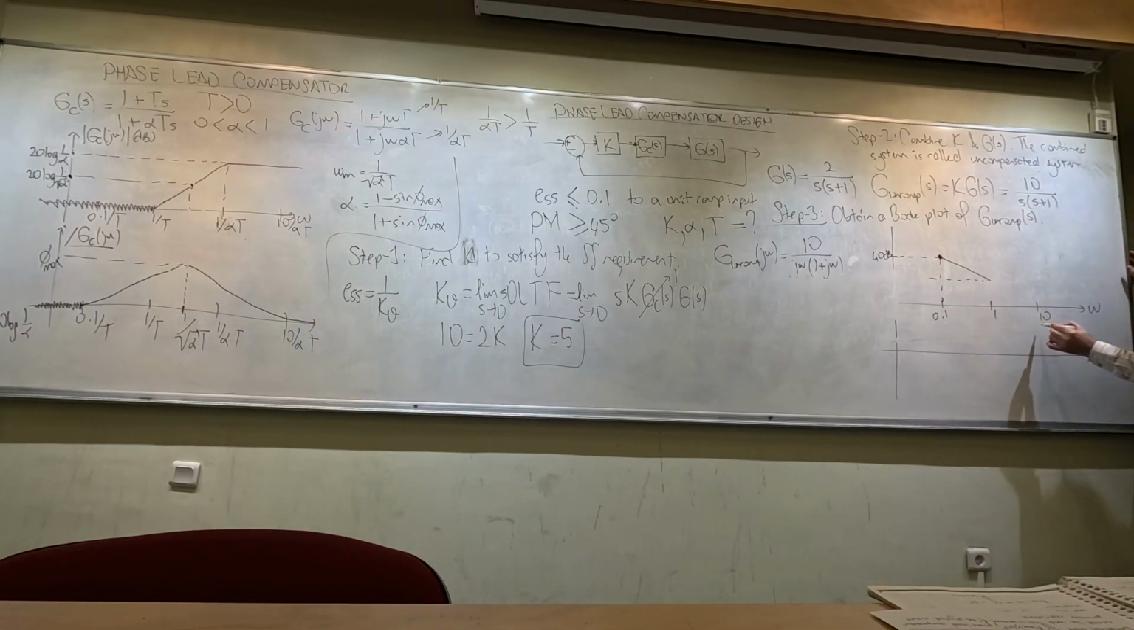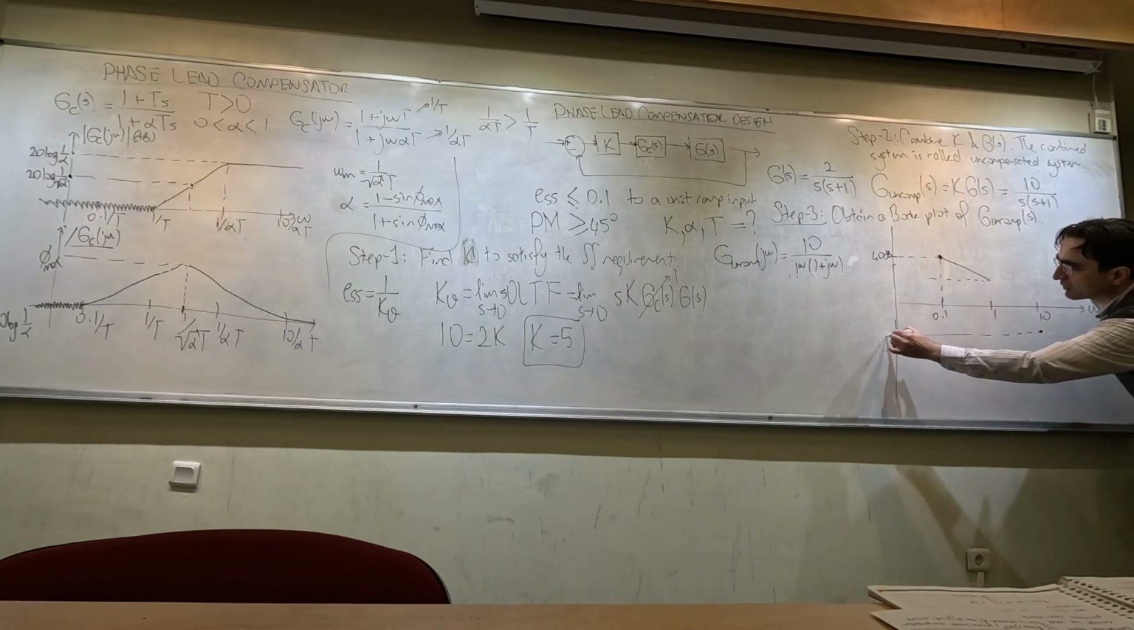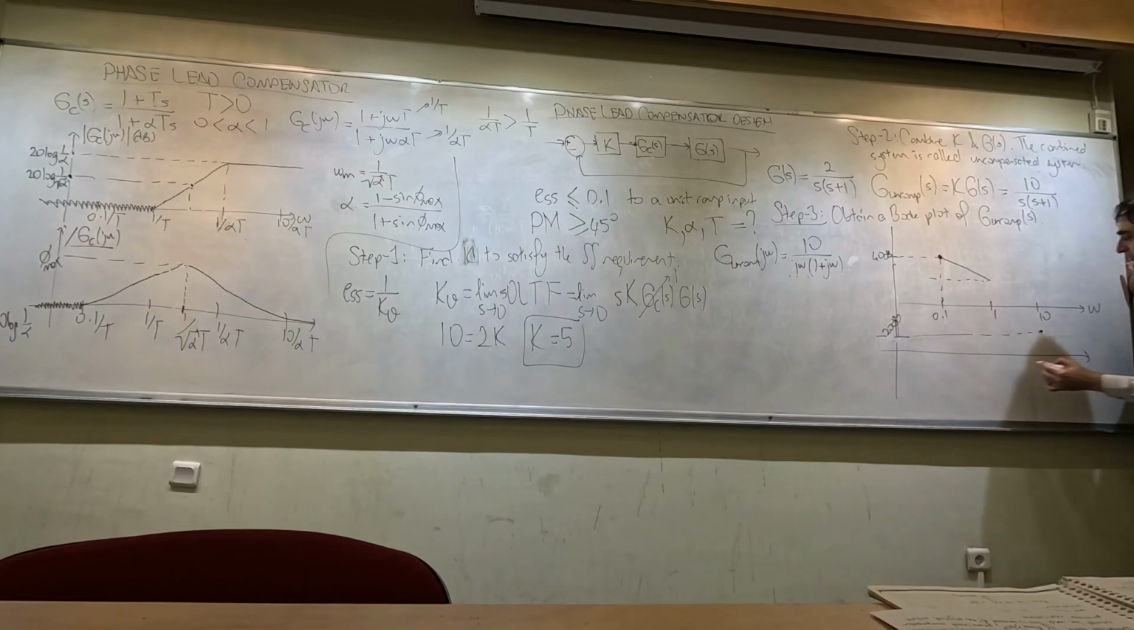So when the frequency increases, I will be here at minus 20 dB. Minus 20 dB here. So that is going to be how my Bode plot would be looking like. Okay?